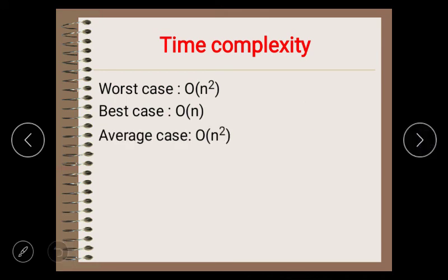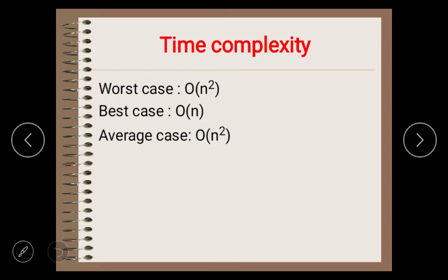And the next one is average case. The average case time complexity of insertion sort is order of n square. It occurs when the elements of an array are in jumbled order, that is, neither ascending order nor descending order. Then the average case time complexity is order of n square.